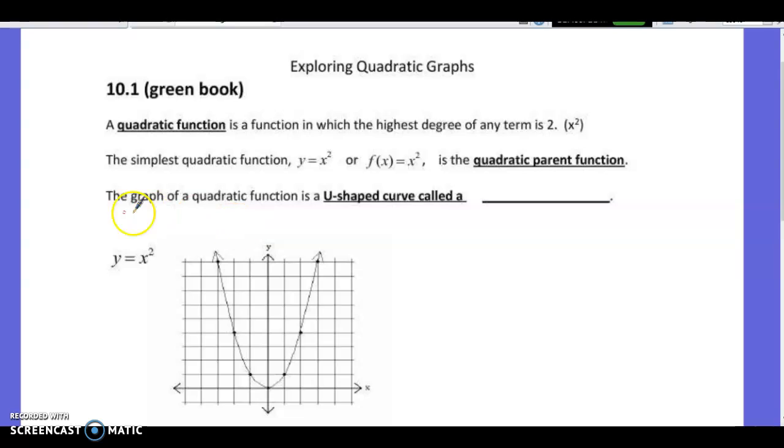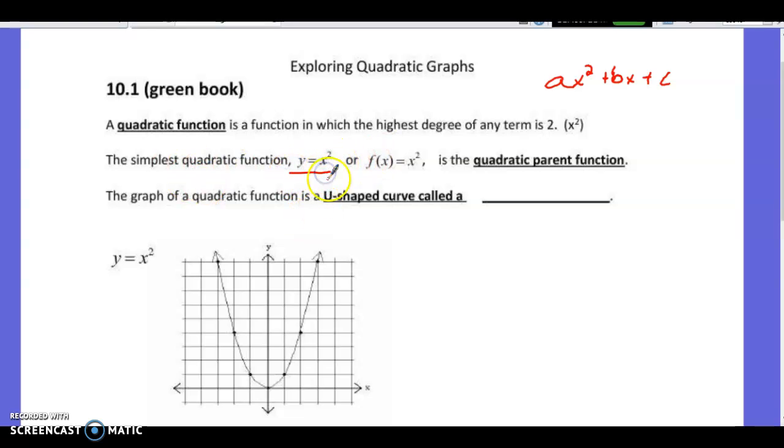All right, a quadratic function is a function in which the highest degree of any term is 2. So basically your x squareds are what make up quadratic functions. So we've seen them like ax squared plus bx plus c. You've seen that form before in chapter 9. So that would be a quadratic function.